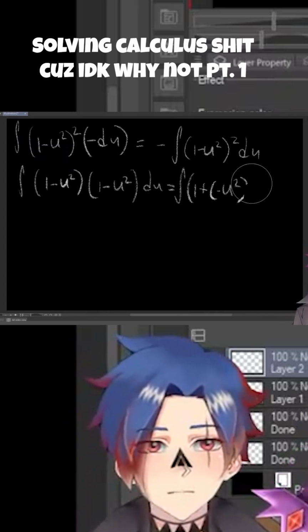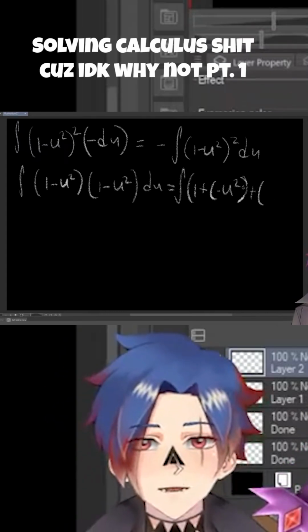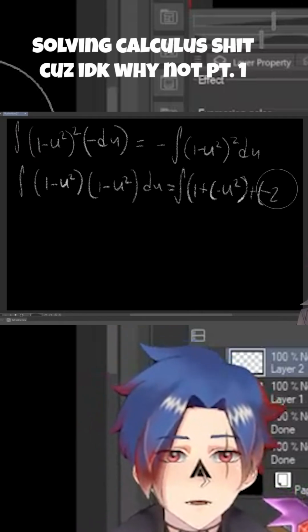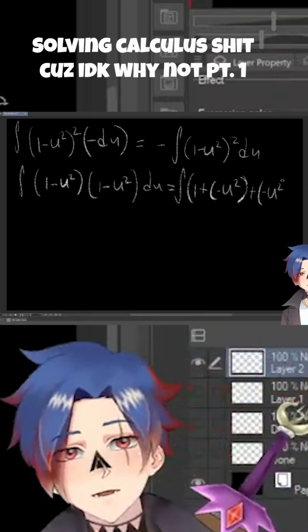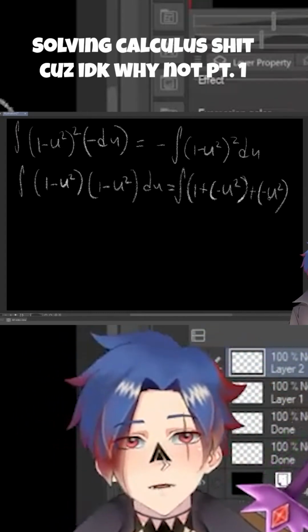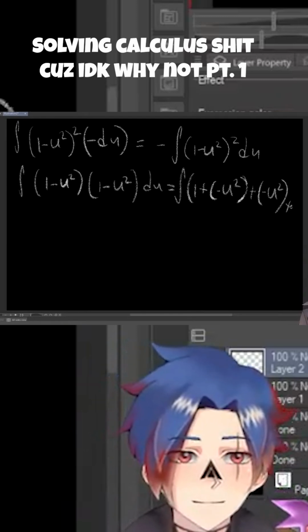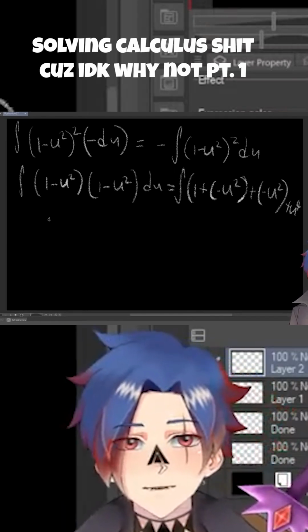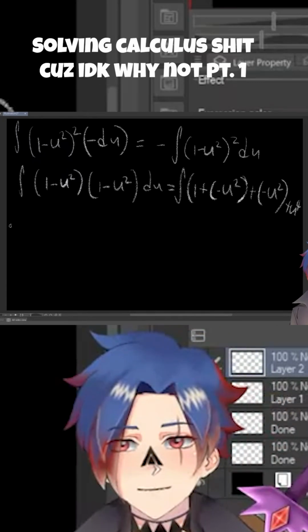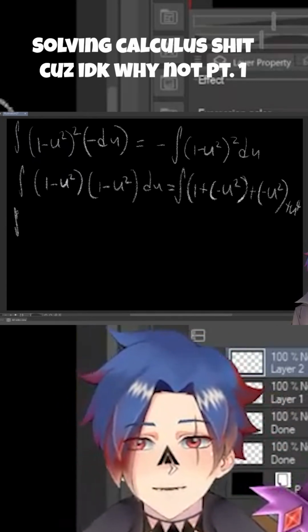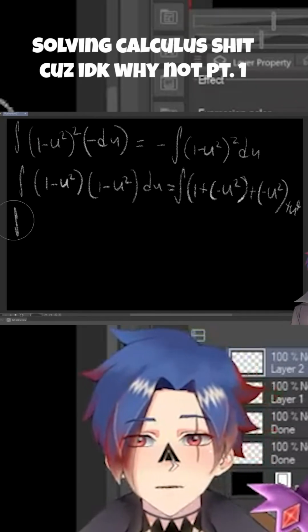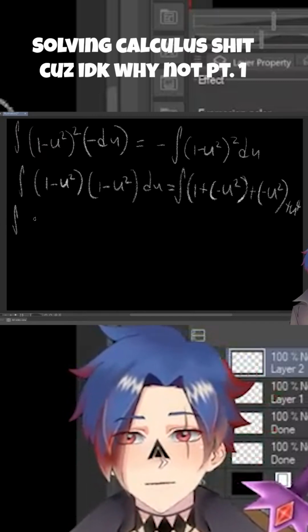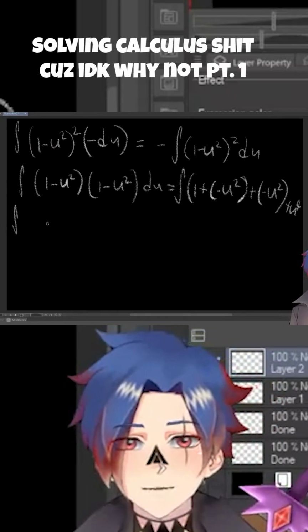Plus another negative u squared. And of course u squared times u squared is gonna be u to the fourth power. Then just du.